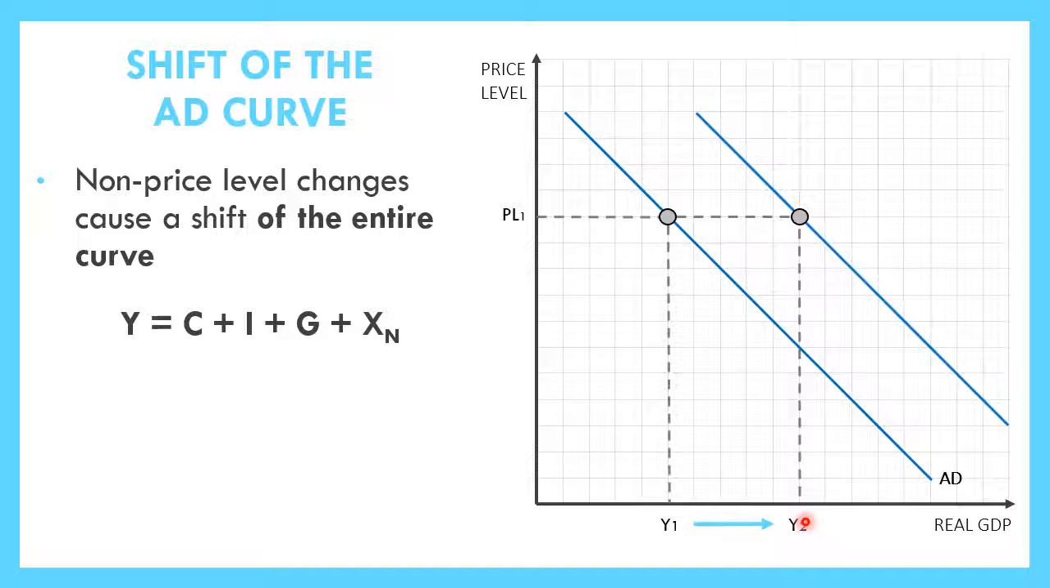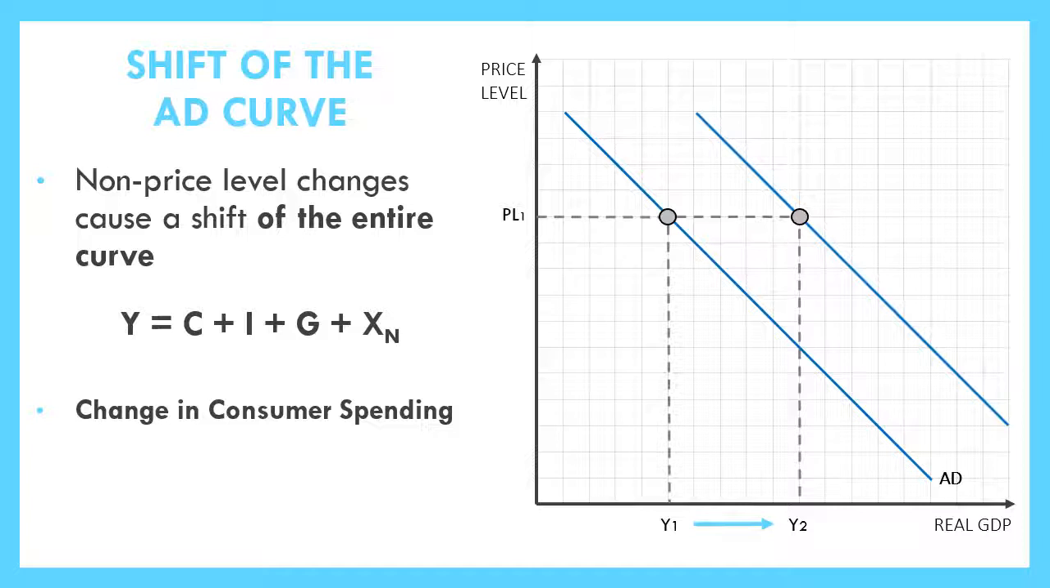First of all, we have to go back and look at our GDP formula. If Y is equal to C plus I plus G plus X subscript N, and we want our Y to increase, like right here where Y1 increases to Y2, price level staying the same, what would cause an increase in Y? Well, it would have to be an increase in either the C, the I, the G, or the X sub N. And so those are the 4 determinants.